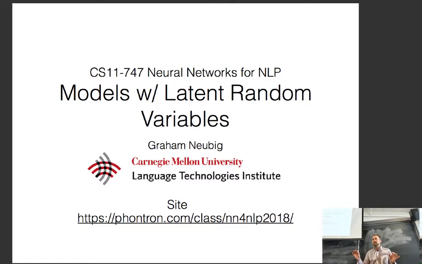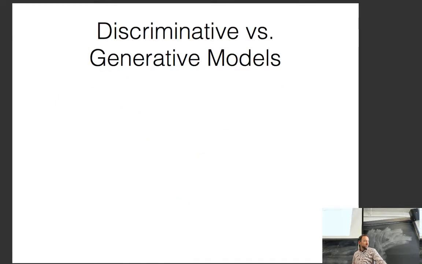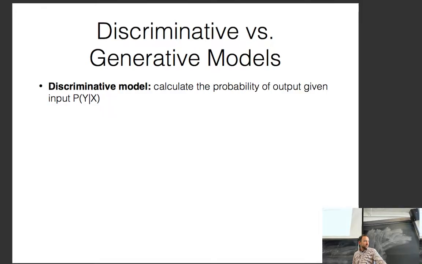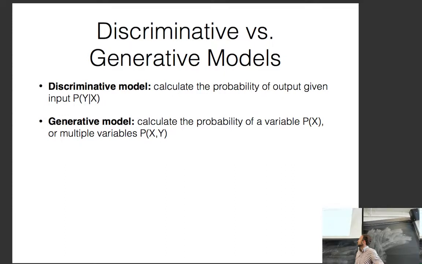Okay. So this time I'll be talking about models with latent random variables, specifically variational autoencoders, because these are a convenient way of doing things. So, discriminative versus generative models. Discriminative models, we've been doing a lot of work on these, whereas generative models, on the other hand, calculate the probability of a variable x or multiple sets of variables x and y.